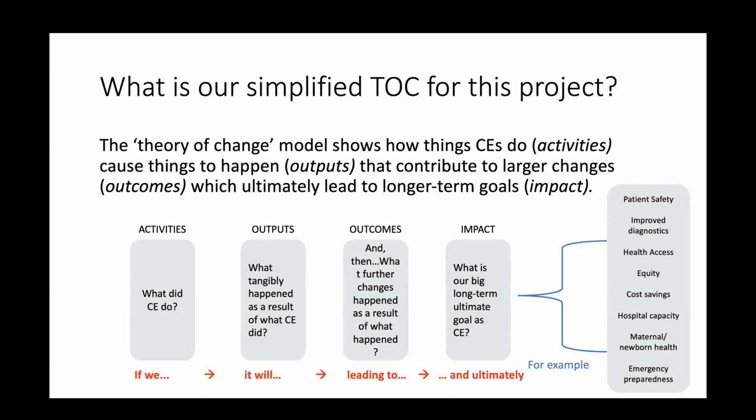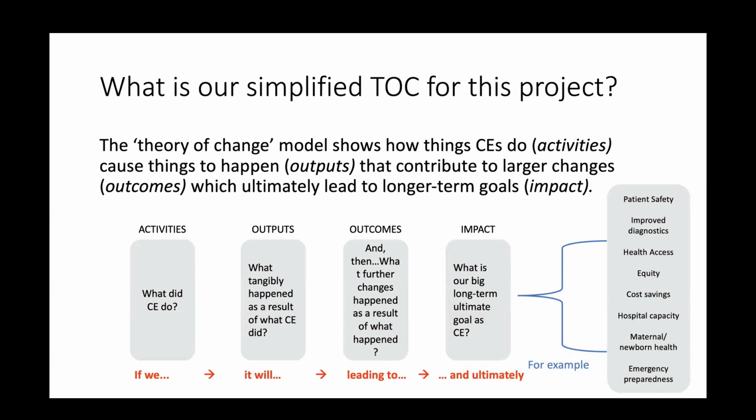Another helpful way to work through a theory of change is by asking these questions. So this is, if you're looking at a project outset, you would say, if we do an activity, it will tangibly lead to a particular output, which leads to broader outcomes and ultimately contributes to the bigger impact that we're trying to have.